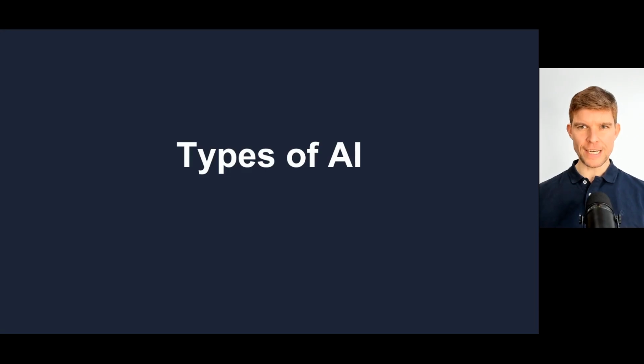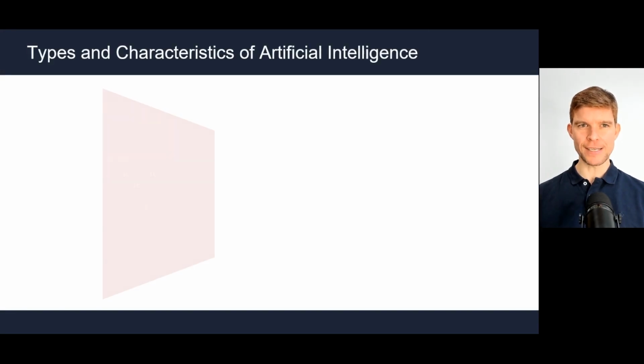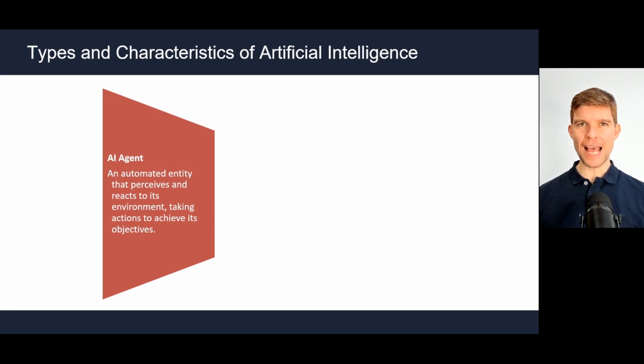We're looking at the different types of AIs and the characteristics of these different types of artificial intelligence systems. At the beginning, we have an AI agent. This is something that tries to perceive and understand its environment, taking different actions to achieve its objectives. Basically, it's something that will react to its environment. So let's think about those different environments, okay?